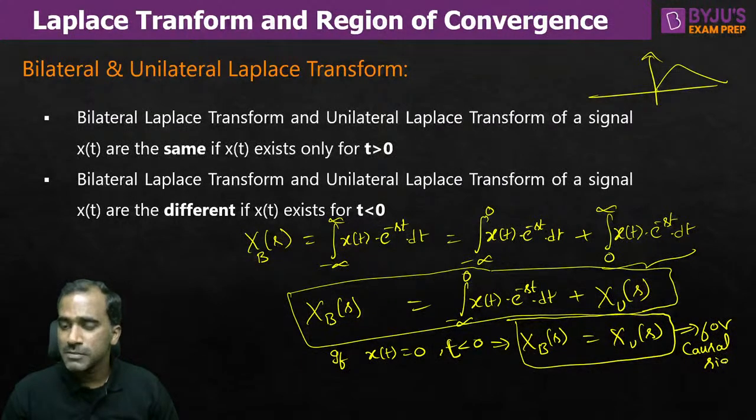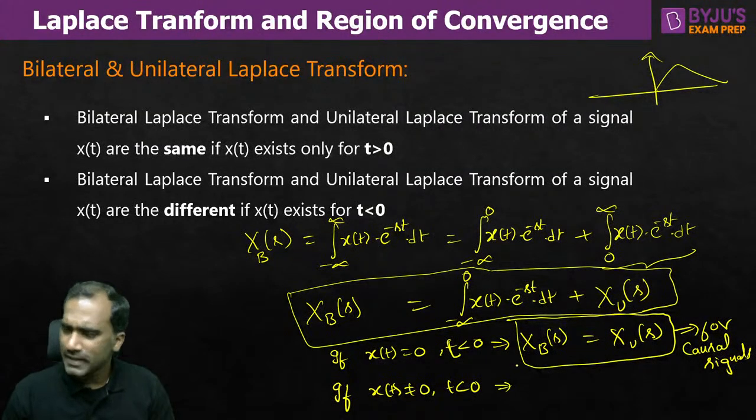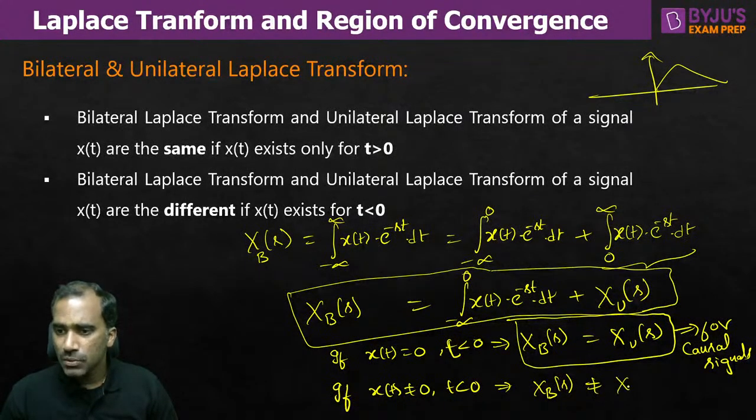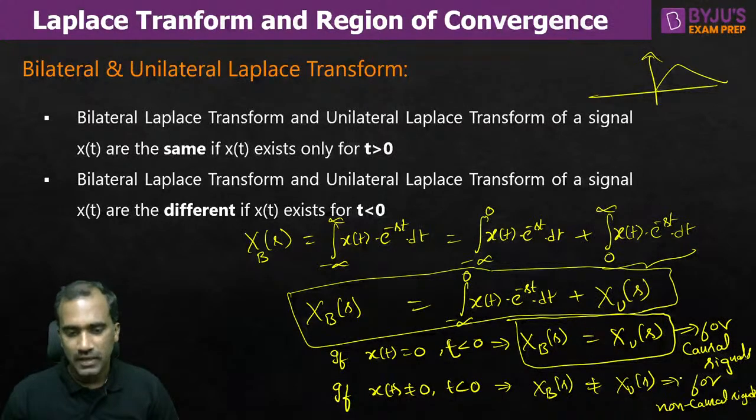Can I say that? Causal signals means signals which exist only for positive time. Right? So if x of t is not 0 for at least one value of negative time, then what? This part will not become 0. If this part will not become 0, these two will not be equal. So the bilateral Laplace transform is not the same as the unilateral Laplace transform for non-causal signals. So the formulas that you have learned in mathematics and in signals are the same for causal signals. For non-causal signals, they are different.